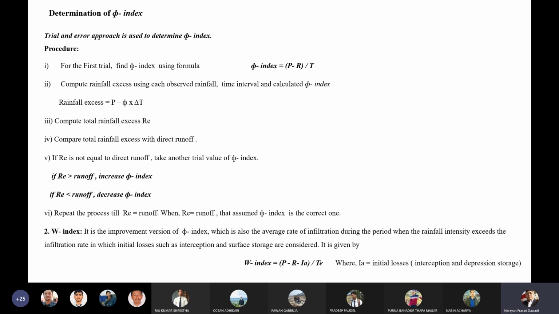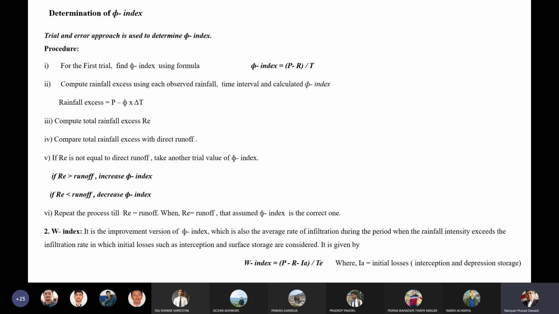Now, determination of phi index. How can we determine the phi index? This is the simple theoretical aspect. We do not use such things in numerical problems. We compare the intensity of rainfall and the phi index value, and if the phi index value is lower than the intensity of rainfall, then at that time that phi index is the correct phi index we consider.